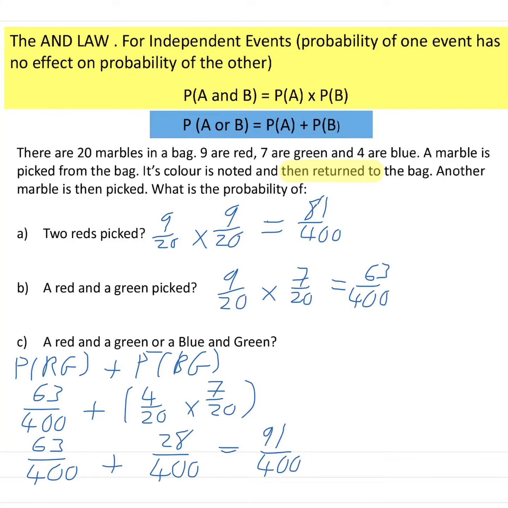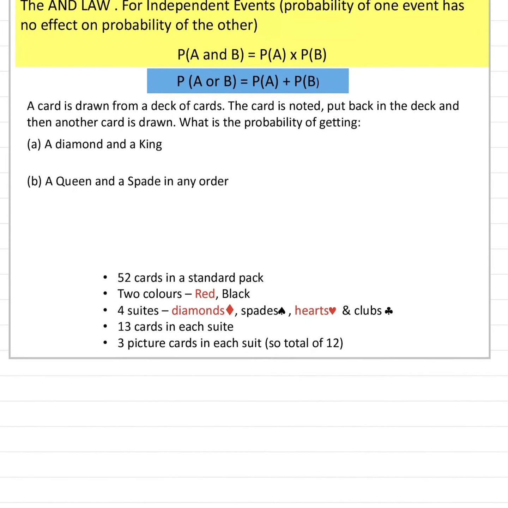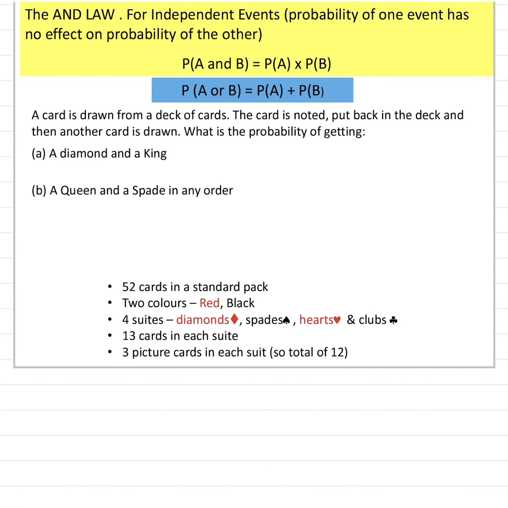I'll go through one more example. So in this question now, we're dealing with a deck of cards. Very common to come up, a deck of cards question, so you need to be familiar with a standard deck of cards. There's 52 cards in a standard pack. You have 2 colours, red and black. You have 4 suits then, diamonds, spades, hearts and clubs. And there's 14 cards in each suit. There's 3 picture cards in each suit then, so you have your king, your queen and your jack. So you need to know that, because in the Leaving Cert, or Junior Cert as well, you can get a question about a deck of cards, and if you don't know what cards are in a standard deck, you can't do the question.